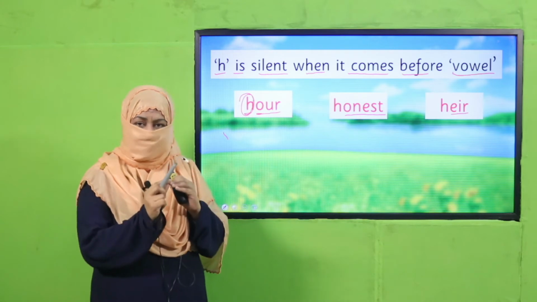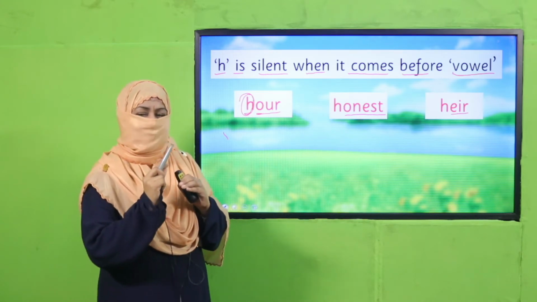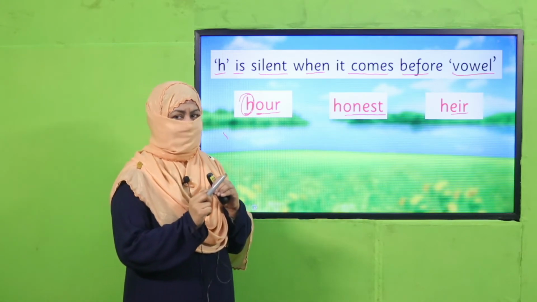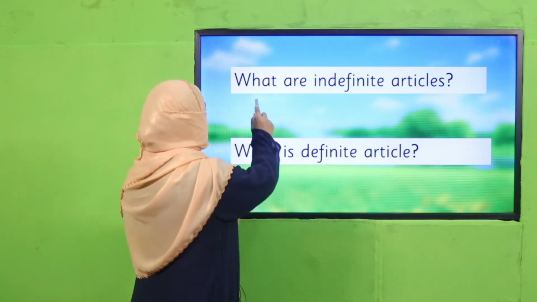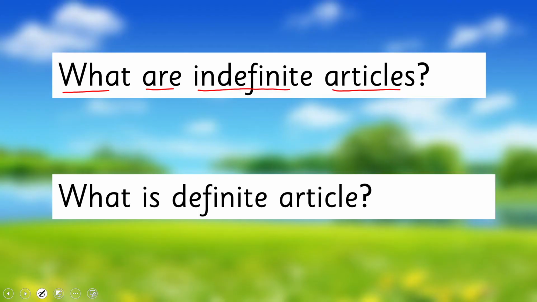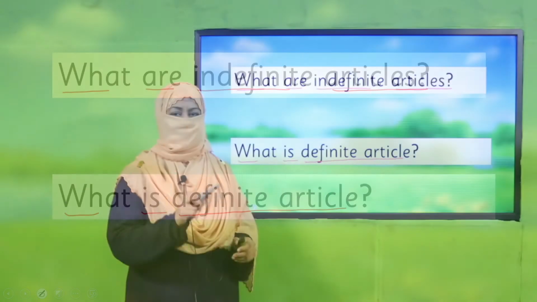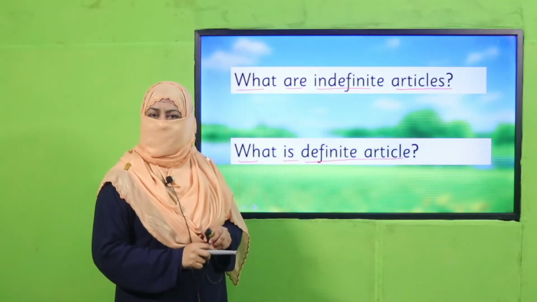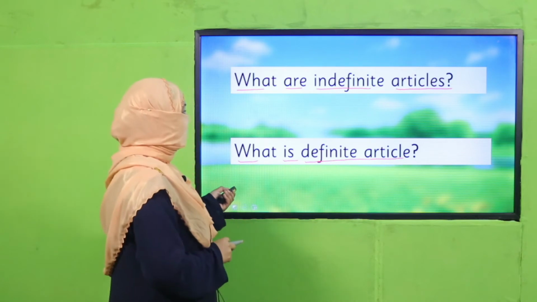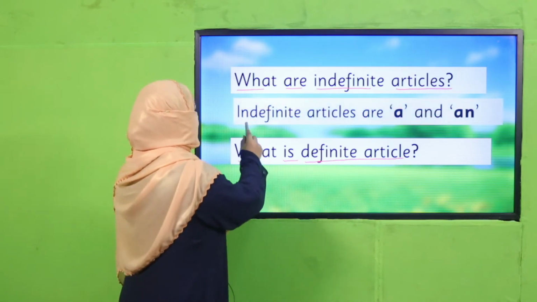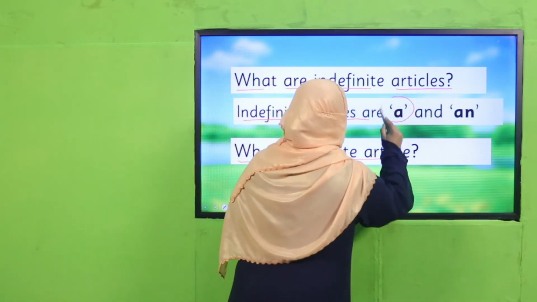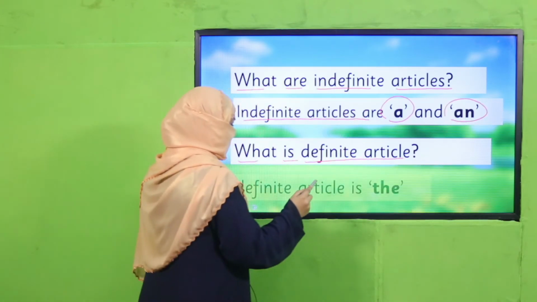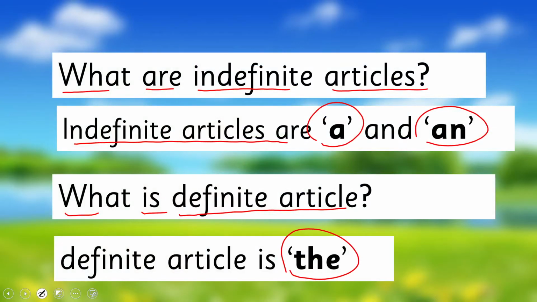And here we need to learn the rule of using articles. Okay. So first you tell me what are indefinite articles and what is the definite article. Do you remember? So pause the video, answer these questions to your teacher. Yes, my dear children, I hope you remember and you answered correctly that indefinite articles are a and an, and the definite article is the. Right?